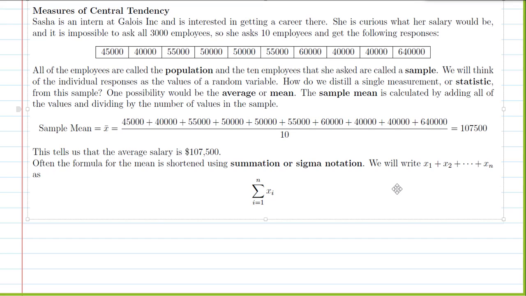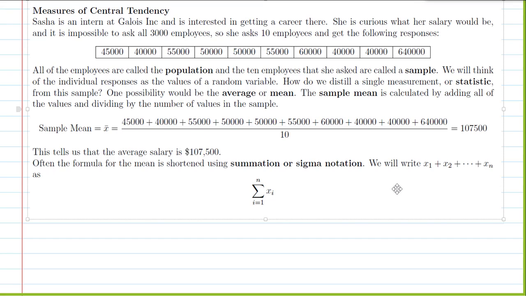All right. So one possibility would be the average or the mean. The sample mean is calculated by adding all of the values together and dividing by the number of values in the sample. So the symbol for the sample mean is x with a bar over the top, pronounced x bar. And if we added all of them up and divided by 10, we would get $107,500. Okay, so now that tells us that in her sample, the average salary is $107,500.